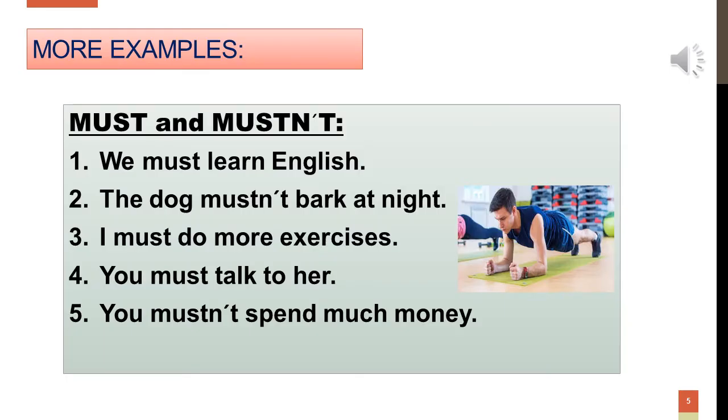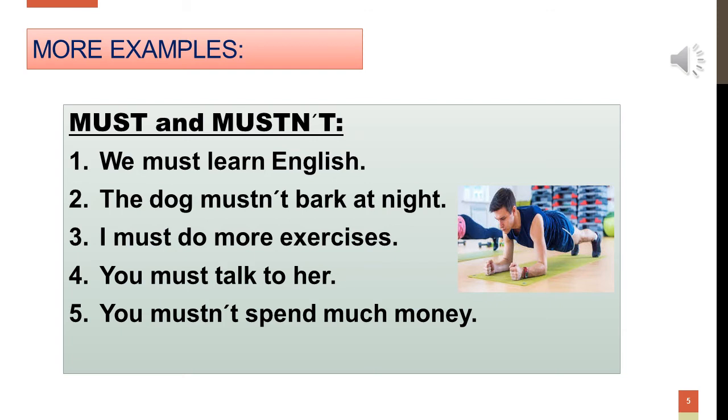Now we have more examples to understand the topic for today. We got must and mustn't. Remember, we use must for an obligation and we use mustn't for a prohibition. Example number 1. We must learn English. Nosotros debemos aprender inglés. Number 2. The dog mustn't bark at night. El perro no debería ladrar en la noche.